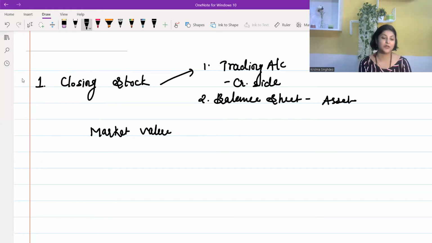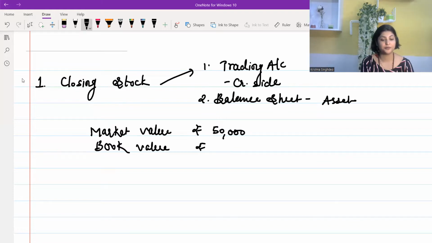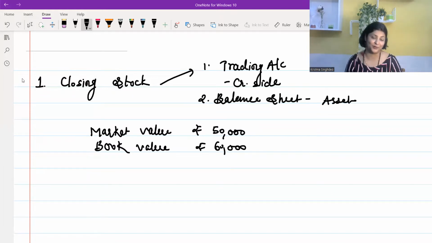Let's assume that the market value of closing stock is 50,000 and the book value of closing stock is rupees 60,000. So first of all, understand what is market value and what is book value. Market value is the value of your stock in the market, and book value means the value at which the stock is written in your books of accounts. Now, what do we have to do? Which value are we supposed to take when we are preparing final accounts and posting closing stock?